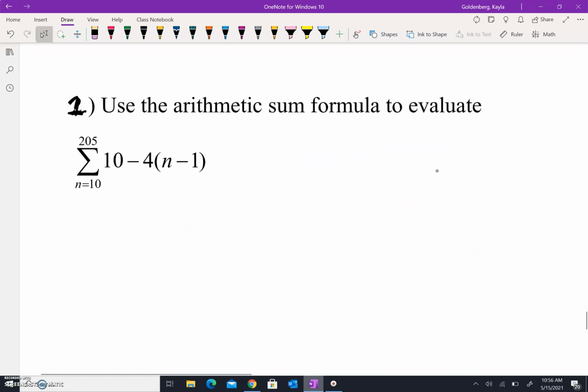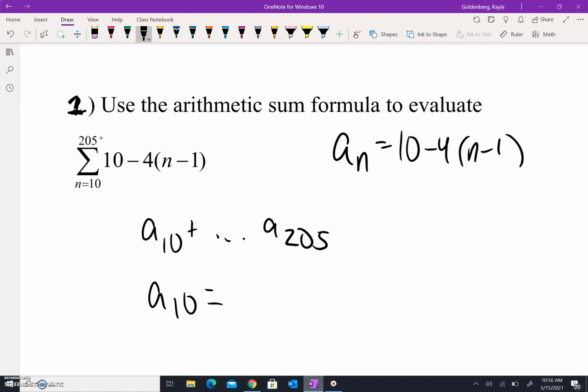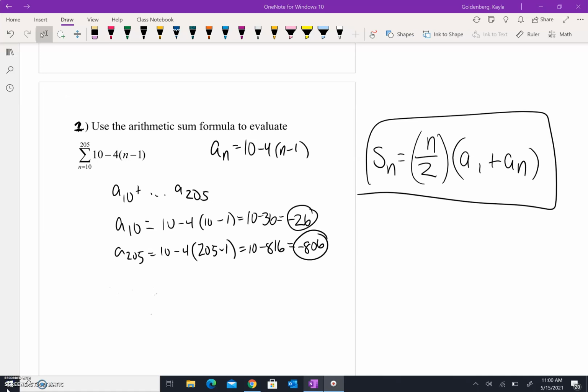Okay, so we're going to do this one together. We're going to do the sum, starting with the 10th term, going to the 205th term, and we're following this rule. We've been practicing using this rule. So in order to use the formula, you guys are going to need to plug in and get the 10th term and the 205th term. Okay, so I found the 10th term and the 205th term by just plugging in and chugging.